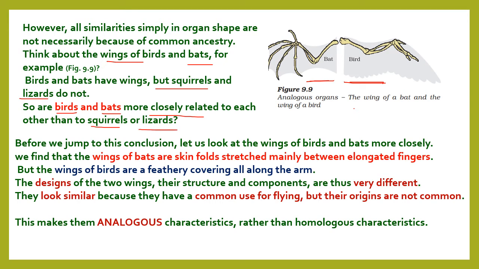Okay. Before we jump to this conclusion, let us look at the wings of birds and bats more closely. We find that wings of bats are skin folds stretched mainly between elongated fingers, while the wings of birds are feathery, covering all along the arm. Means the structure of wings of both bat and bird is different. The design of the wings is very different. They look similar because they have a common use for flying. But as the structure is different, their origins are not common, right? So this makes them analogous, and that is the analogous characteristic. These types of organs are known as analogous organs.